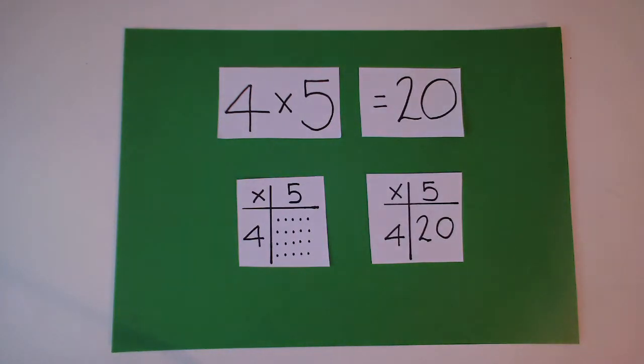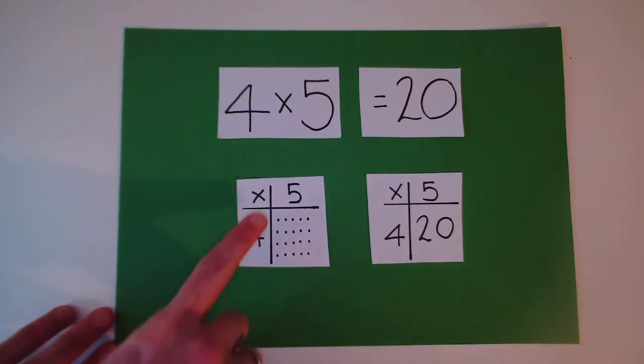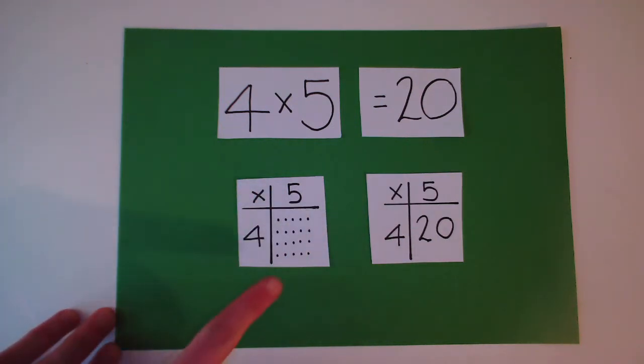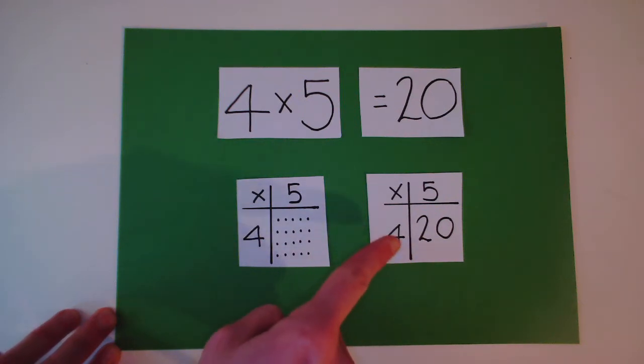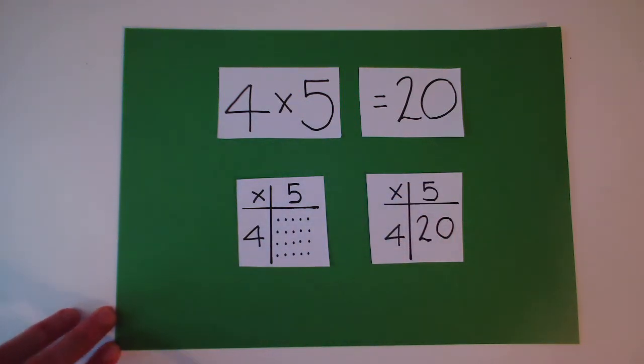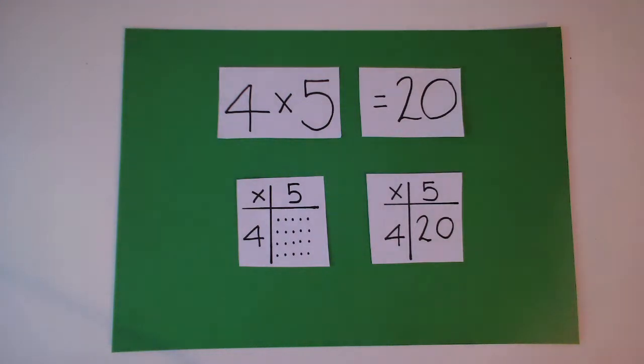And for our final green problem, we had 4 times 5. So hopefully, again, you've drawn out 4 lots of 5. Or you've drawn a grid like this and you've got your 4 and your 5 and you've reached the answer 20. Well done everyone if you've had a go at those ones.